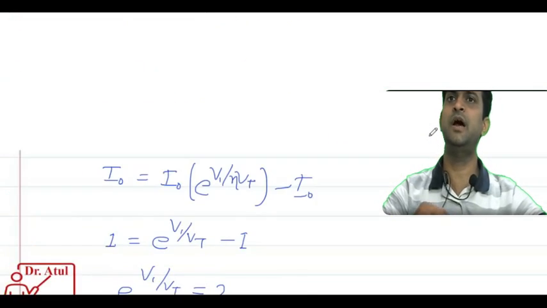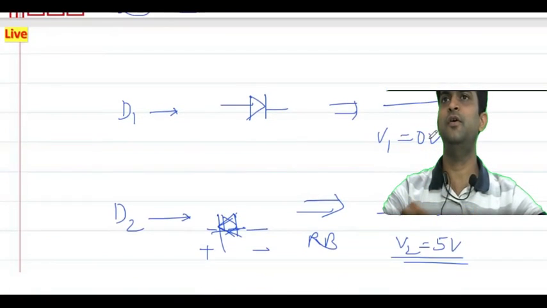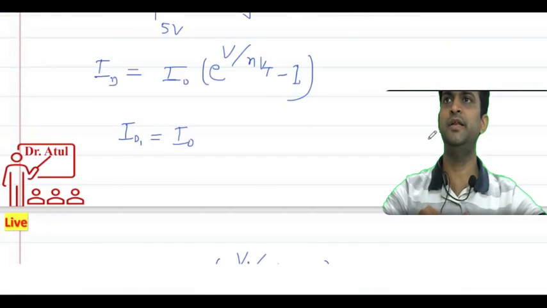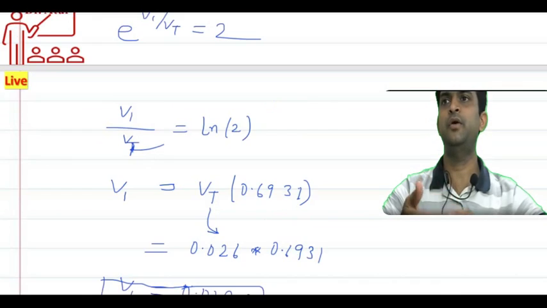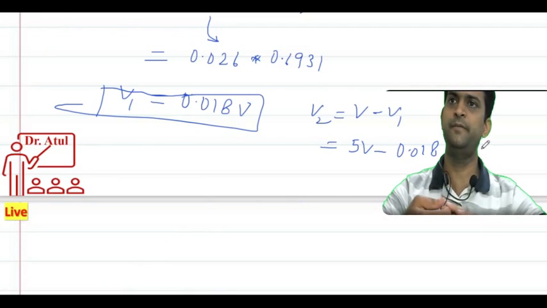Okay, so now we have got the voltage across diode D1 as 0.018 volt and across diode D2 as 4.98 volt. This is the answer.